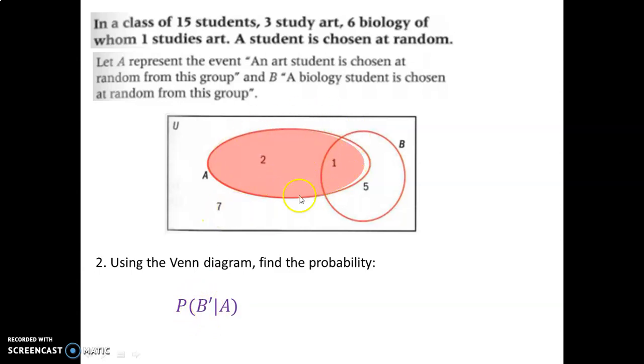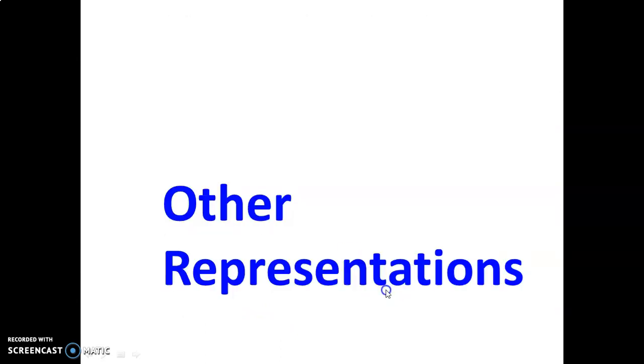So here's the art group. This student is a biology student. These 2 here are not biology students. So therefore, this time, this probability is 2 out of 3. 2 non-biology students in the art student group.